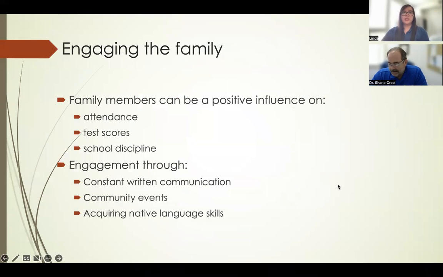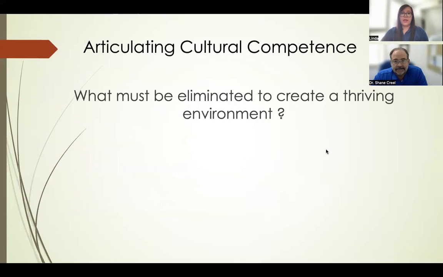We have to do this by engaging with the family. That means that family members can be a positive influence on attendance, test scores, school discipline, and engagement through constant writing, communication, community events, and acquiring native language skills. And in order to articulate cultural competencies, we have to ask this question: What must be eliminated to create a thriving environment?